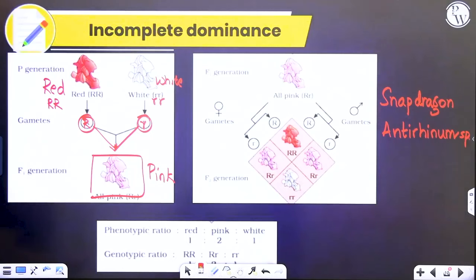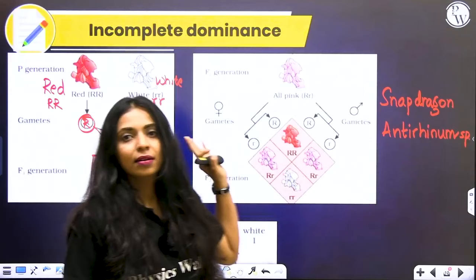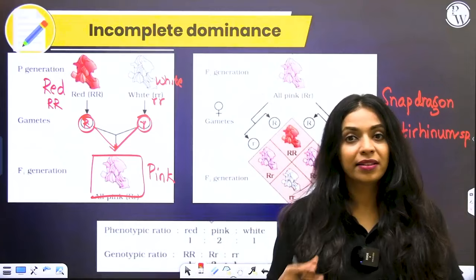So this does not follow Mendel's law of monohybrid cross. Over there, we said that there is no blending. But here we can see blending. What happens when you mix red color with white color in paint? It becomes pink, right?